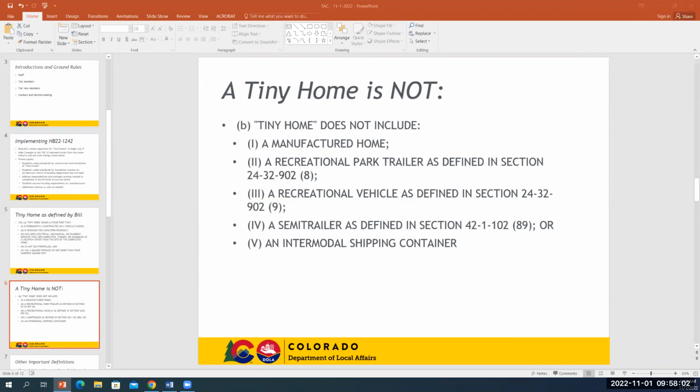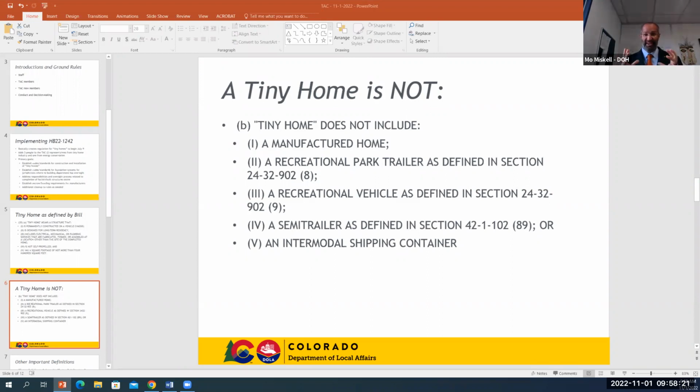I said the title of this slide, a tiny home is not. Yes. I had to focus on that, Mo. You know what I mean? Because we do know how these things are being used. Correct. Absolutely. So education and outreach is going to be a big piece of this whole thing too.